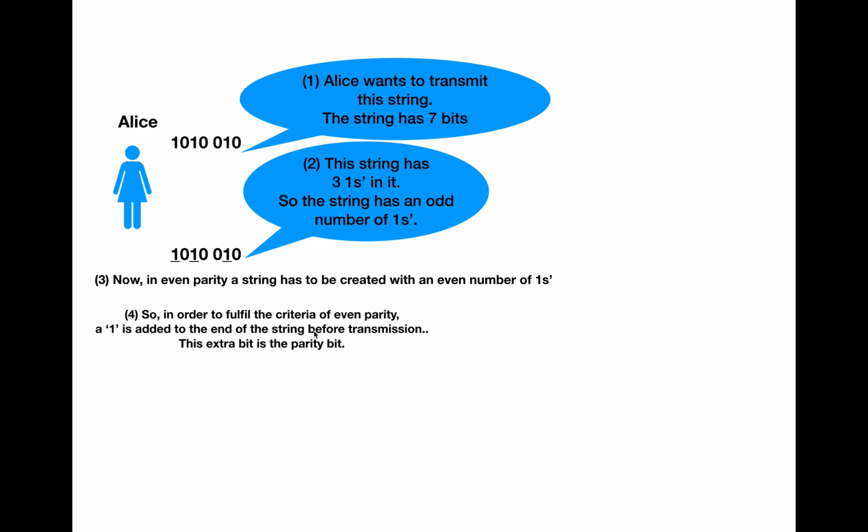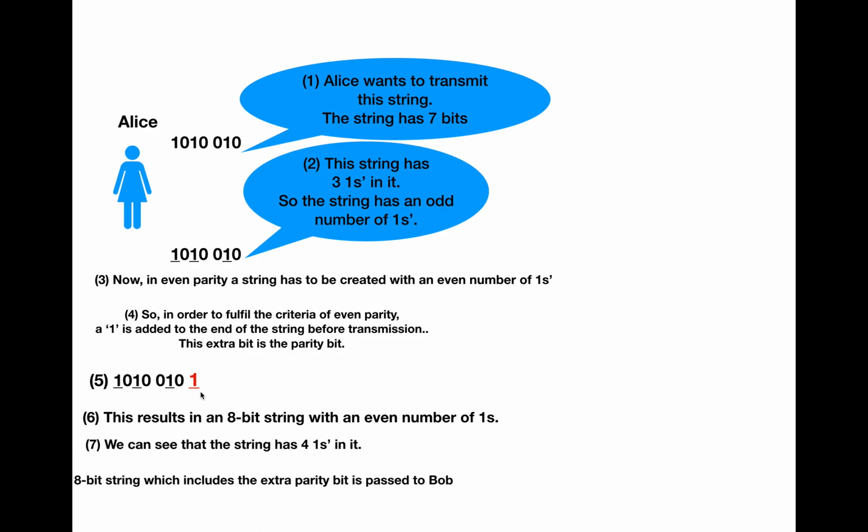So what we do to fulfill the criteria of even parity is a 1 is added to the end of the string before transmission, and this extra bit is the parity bit. So this 1 is added to the end of the string, so now we have 1, 2, 3, 4 ones, so we have an even number of ones, and this 1 which has been added is called the parity bit. So, as a result of adding the 1, we have an 8-bit string, 1, 2, 3, 4, 5, 6, 7, 8, which has an even number of ones. Look, 1, 2, 3, 4.